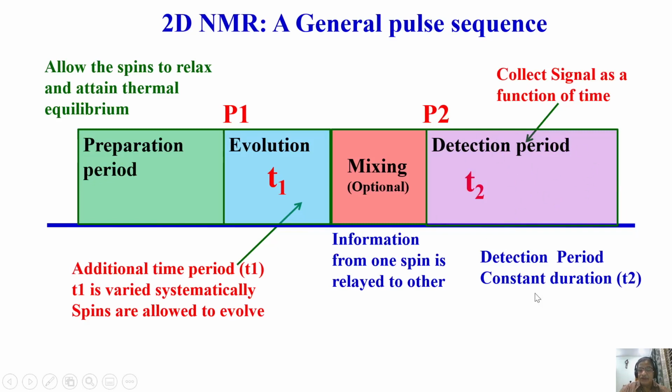And this detection period is of constant duration. t2 is constant. We are not varying t2. Only we are varying t1. You understand? There are two time periods. One is a constant period. The other is a variable period, which is constantly varied, systematically.